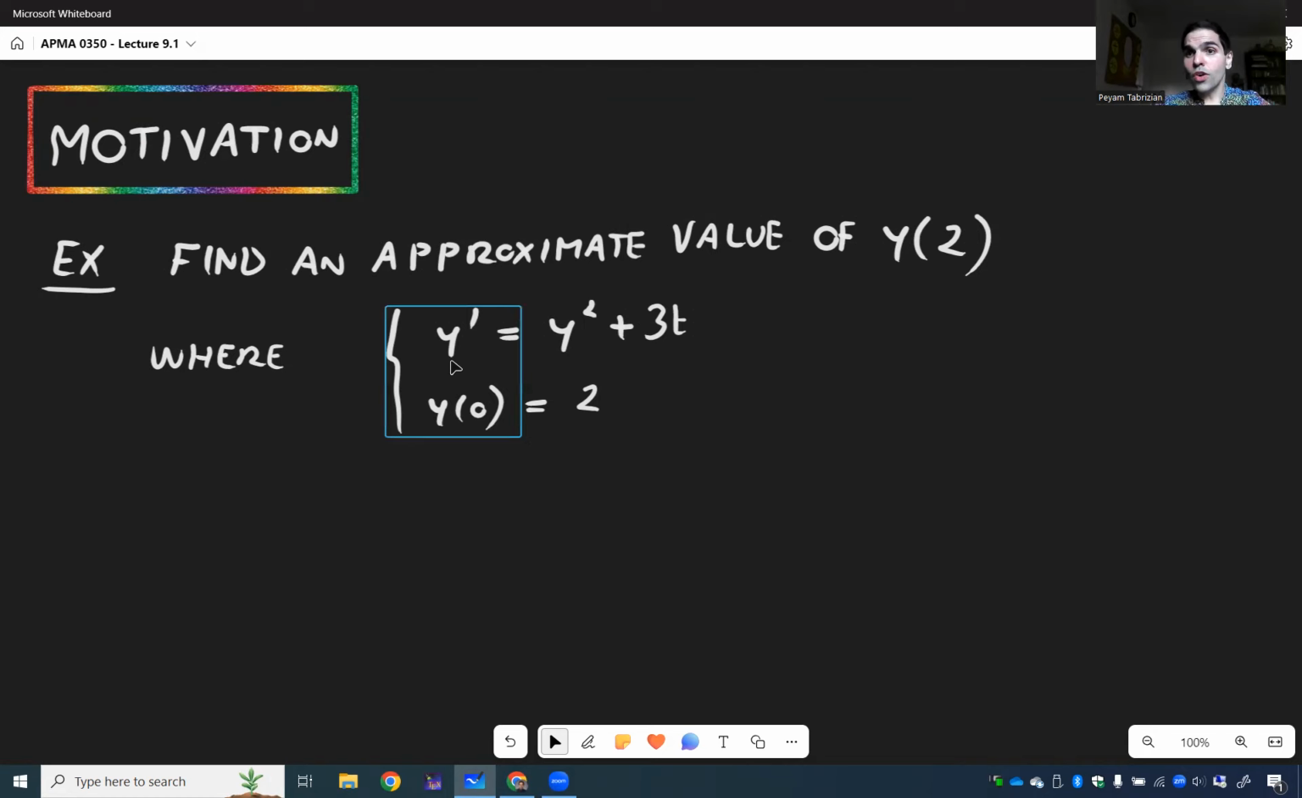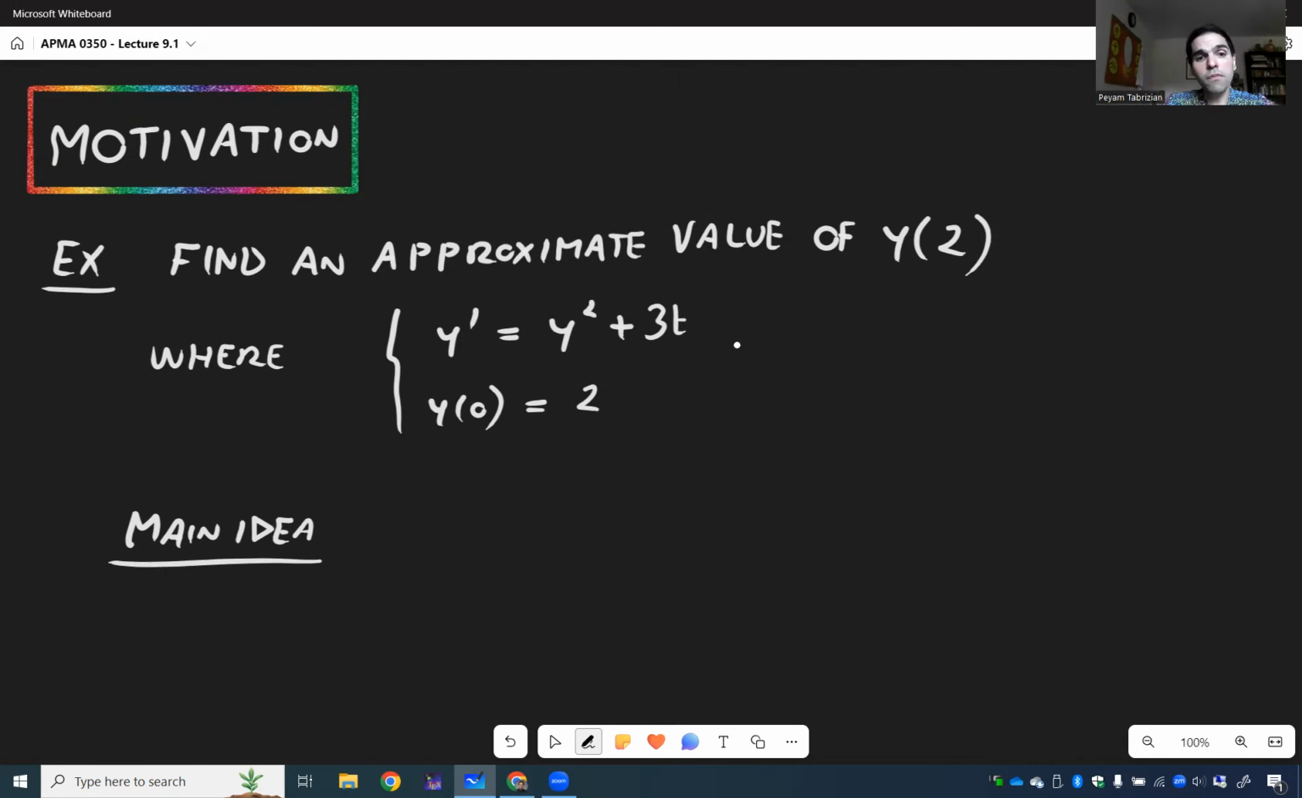So in particular, what you have: y solves a differential equation, y prime equals y squared plus 3t, with initial condition y of 0 is 2. And you want to figure out an approximate value of y at 2, without solving it explicitly. And here's the main idea. The main idea is just to use the definition of a derivative.